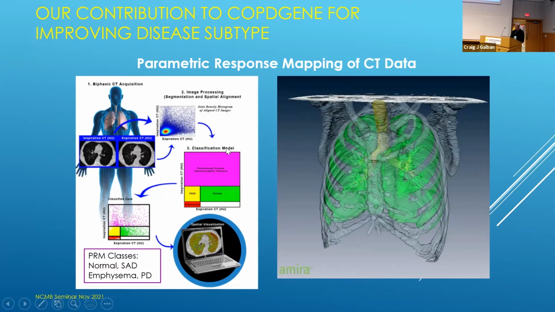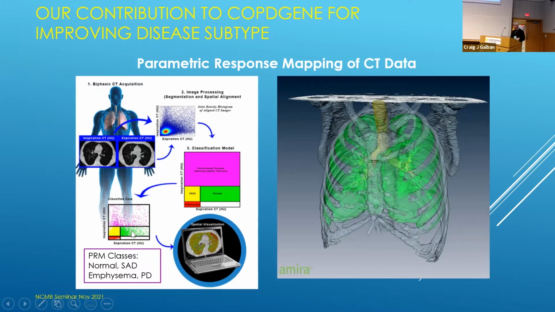Then we apply a classification model to classify each of the individual voxels as normal lung, emphysema, small airways disease, which in this case is bronchiolitis, and parenchymal disease, which is sort of a catch-all for fibrosis, interstitial lung diseases, pneumonitis, stuff like that, which you wouldn't necessarily expect in COPD. And this is what it looks like once you've classified it. Because this data is spatially aligned, you can visualize it spatially, so we can see where small airways disease is occurring in the lung.